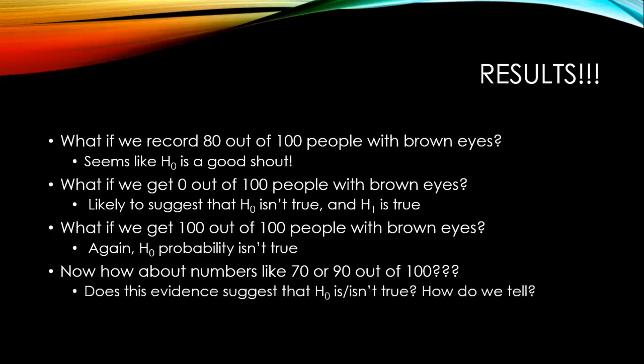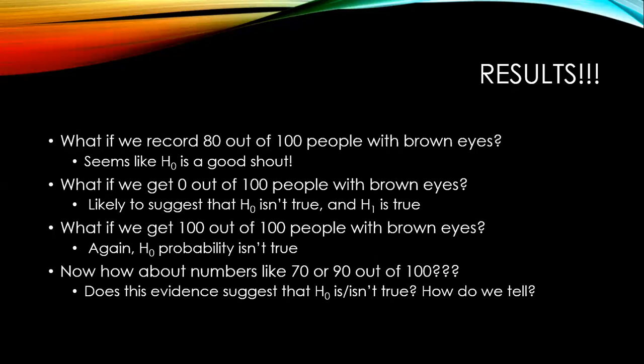Does this suggest that our H1 is true? Does it suggest that H1 is not true? Does it suggest that 80% of people in the town have brown eyes? Does it not suggest that? How can we tell whether 70 people having brown eyes in our sample of 100 is good enough to keep our percentage of 80%, or whether it's good enough to say, actually, 80% is probably not the true number, and 70 out of 100 may suggest that 80% is not the correct number, so we go with H1 as our hypothesis?